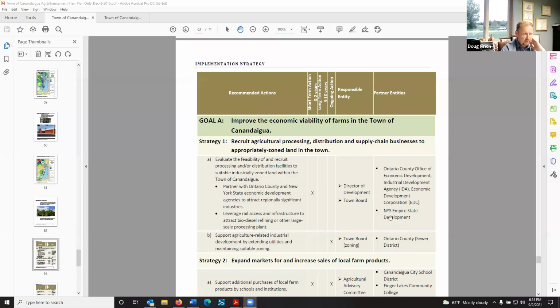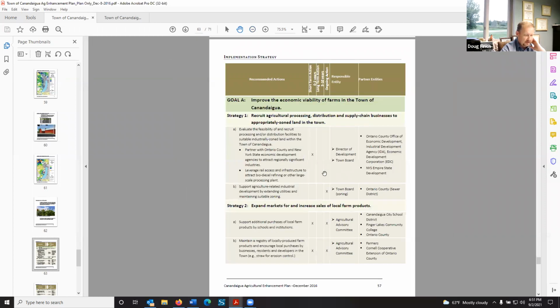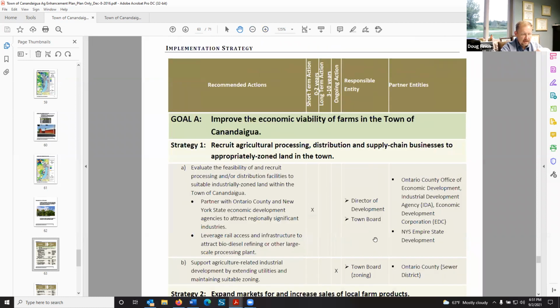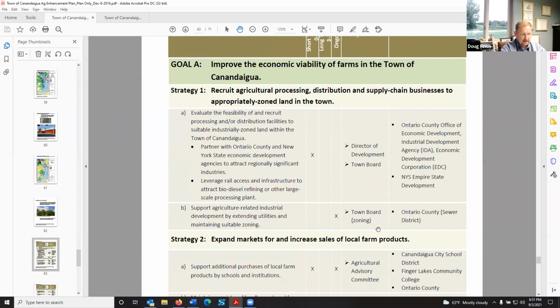The agriculture enhancement plan, that was the other thing on Sarah's agenda. Obviously we're not going to have time to go through every one of these items, but if we look at the main goals here: improving the economic viability of farms in the town of Canandaigua. We had originally talked, from a strategy standpoint, about recruiting agriculture processing, distribution, expanding markets, and increasing sales of local farm products. Where are we at with that, kind of checking in?